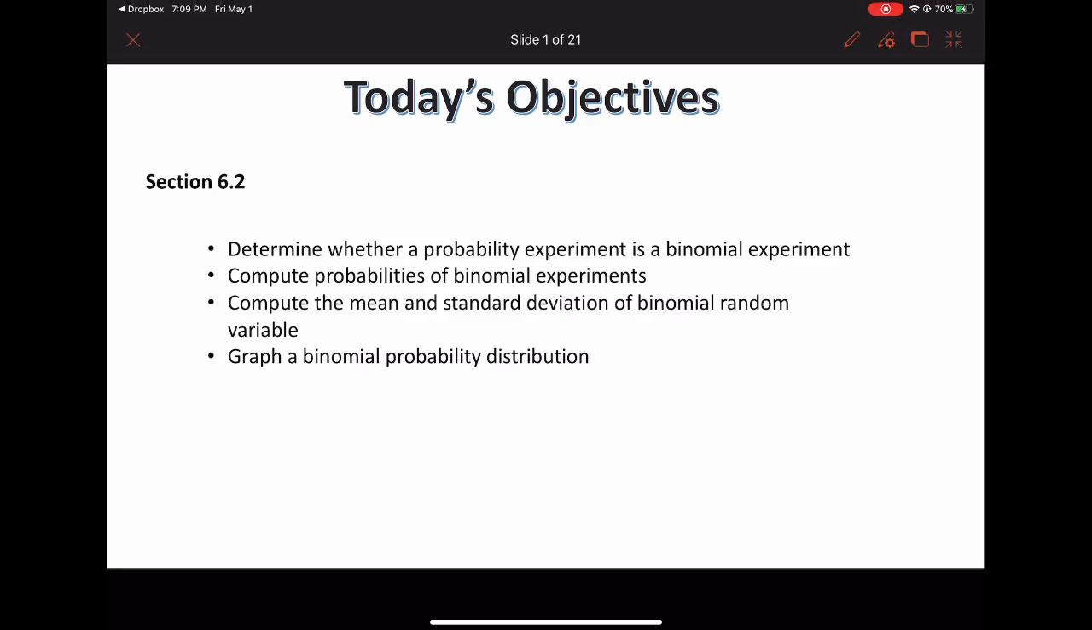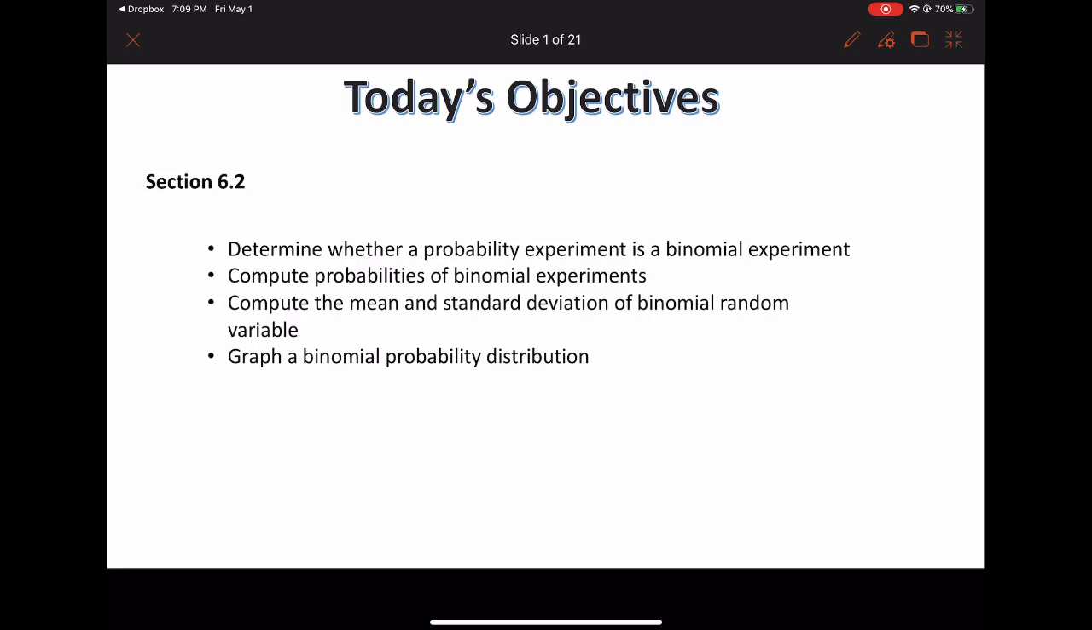Okay, so this is the video for section 6.2. Make sure that during this lesson you have your TI-83 or TI-84 calculator available. You're going to be learning some new stuff on that. We're going to be talking about binomial distributions.